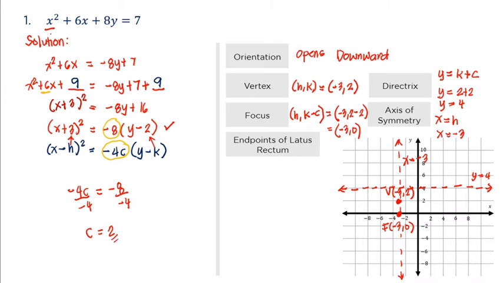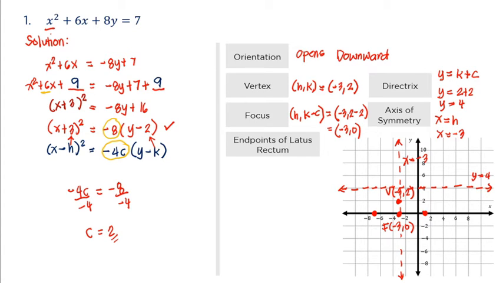So therefore, we will now have this formula. So mag-a-add tayo ng 2c sa left and right ng focus. Ano ba yung c natin? We have 2, right? So add tayo ng 2 times 2. Okay? Kasi 2c, 2 times 2, that is 4. So count ka ng 4. 1, 2, 3, 4. So nandito yung endpoint. Okay? So you added 2c. Here also, add ka ng 2c. So, 1, 2, 3, 4. So, ito. So, these are the endpoints of your latus rectum.